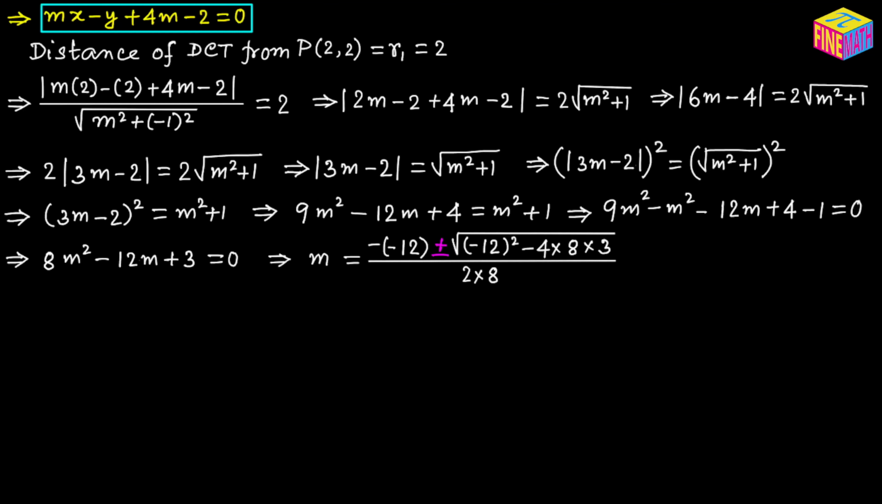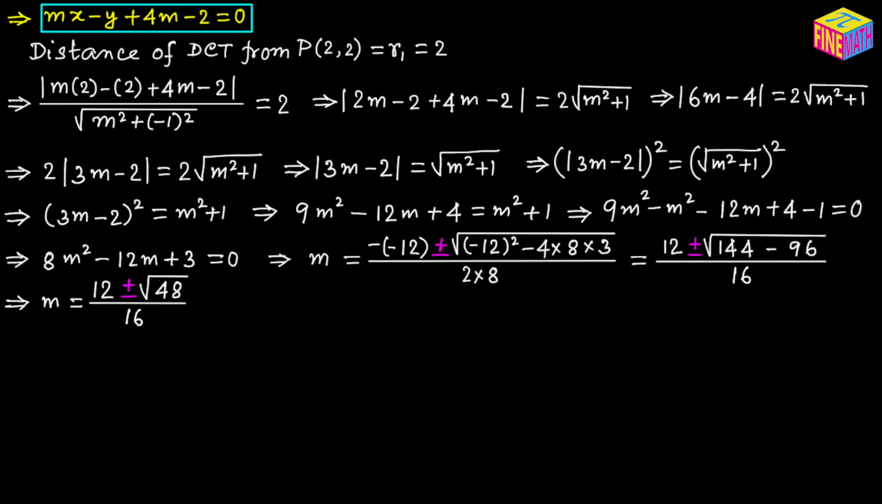And from here, the two possible values of m would be like this. I am simply using the quadratic formula. And if we simplify that, the values of m would look like this. And if we simplify a little more, the values of m would look like this. And finally, the values of m would look like this. 3 plus or minus square root of 3 over 4.